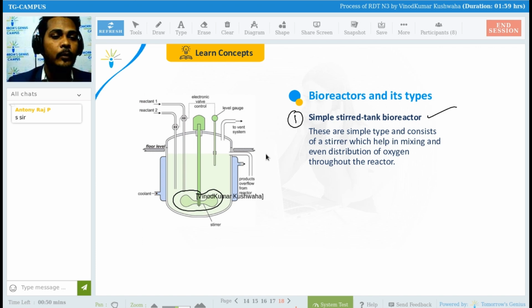So this stirrer is going to mix all the nutrients equally so that microbes do not grow in a huge amount on the left side and a smaller amount on the right side. Why? Because there is a stirrer, so it is going to mix properly. Along with it, it can provide the oxygen. This is called the simple stirred tank bioreactor.